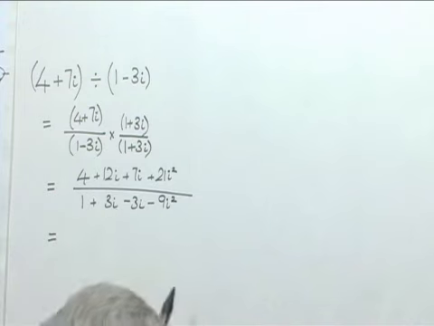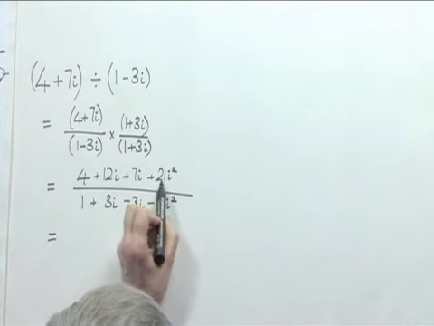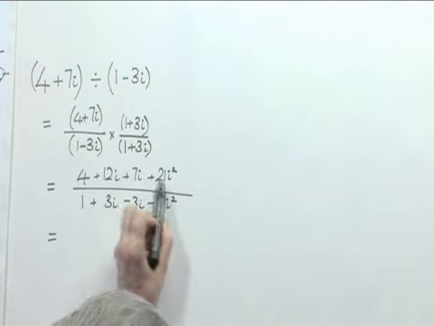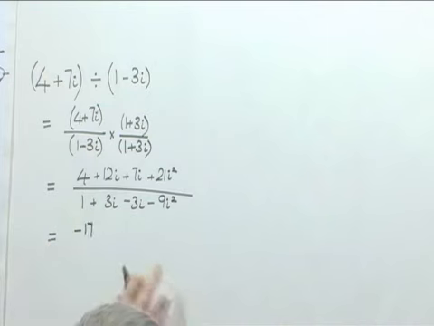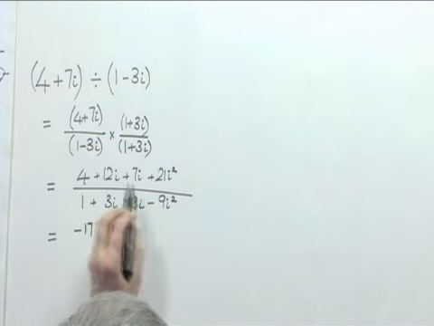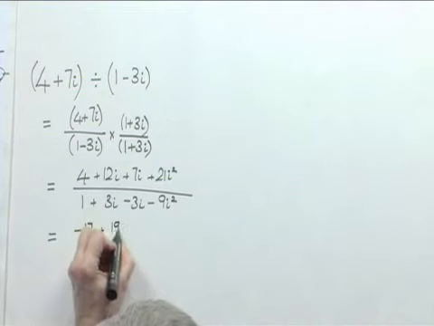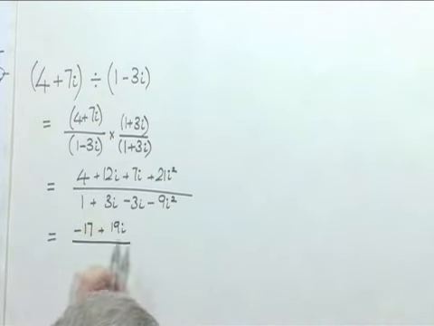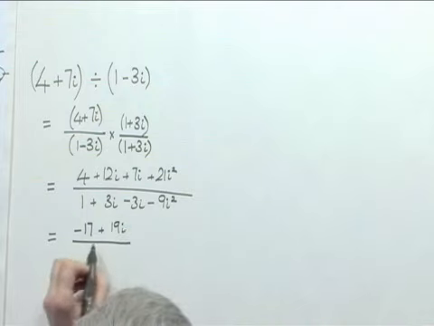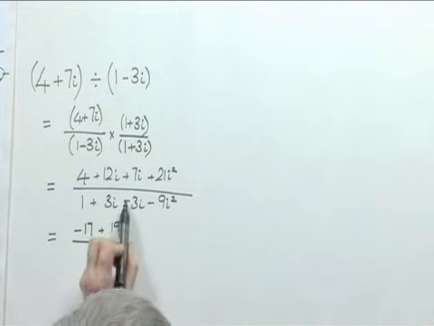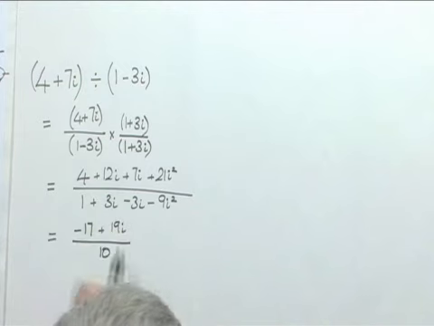Right, let's tidy this up. 21i squared is 21 times minus 1, so that's minus 21. So we've got 4 minus 21 is minus 17. 12i plus 7i is 19i. So we've got plus 19i. And then in the denominator, i squared is minus 1. So we've got minus 9 times minus 1 is plus 9. 1 plus 9 is 10. And 3i minus 3i is nothing. So the imaginary terms disappear. So we've ended up with a real denominator.